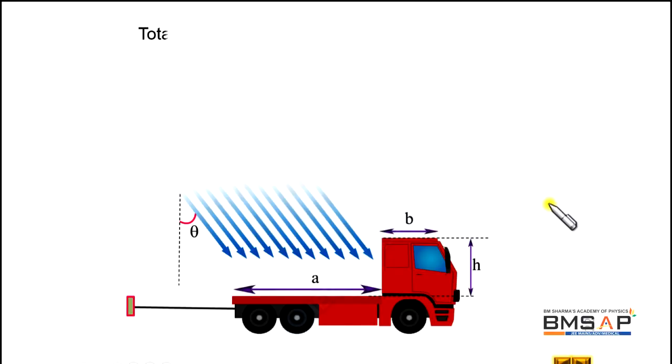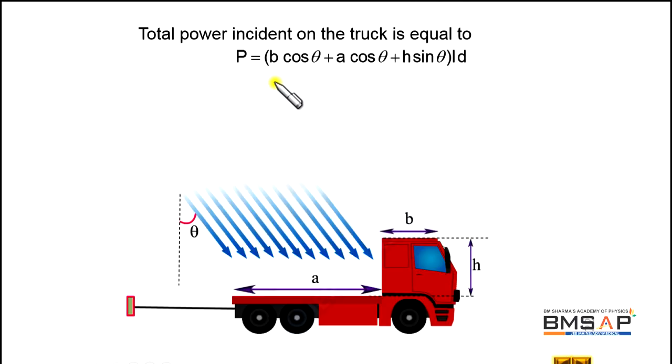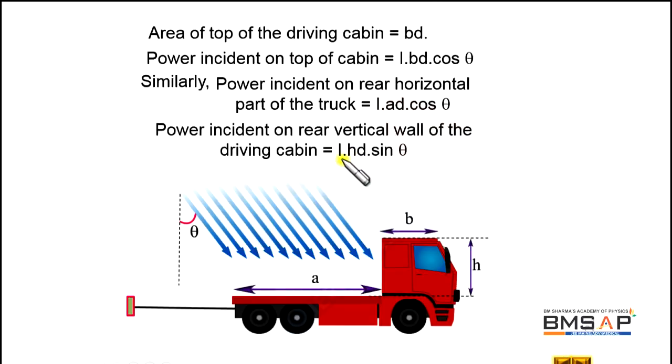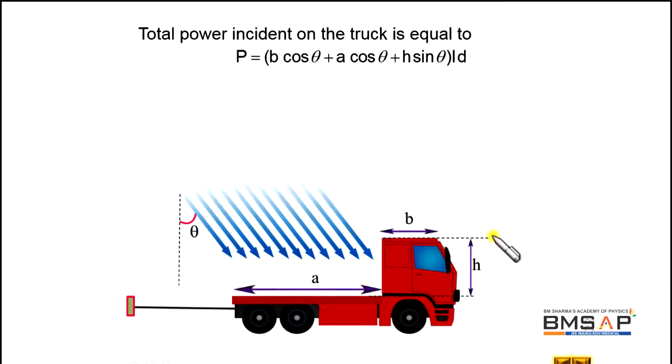So, this is equal to the summation of all three quantities. This is this one, right. We have taken I multiplied by D as common here, I multiplied by D common here, and here also. Finally, we will get this relation, right. Now, we can find the linear momentum incident on the truck per unit time. It is nothing but power divided by C.